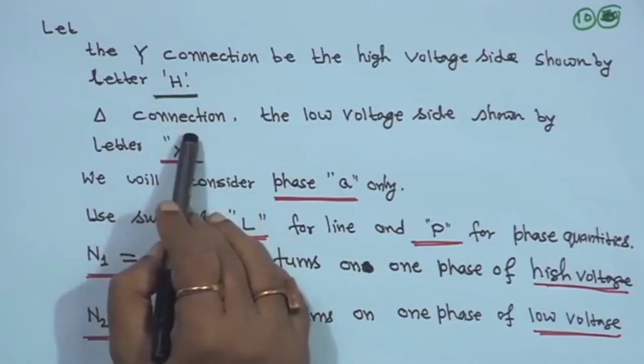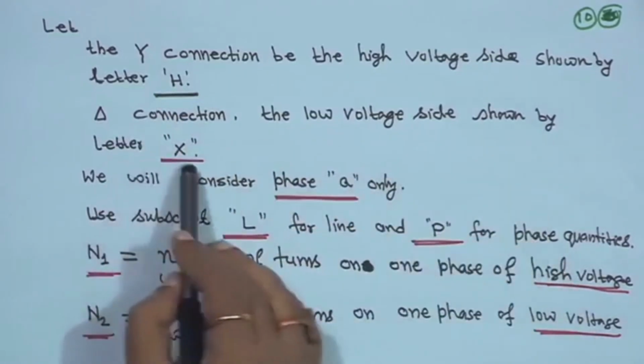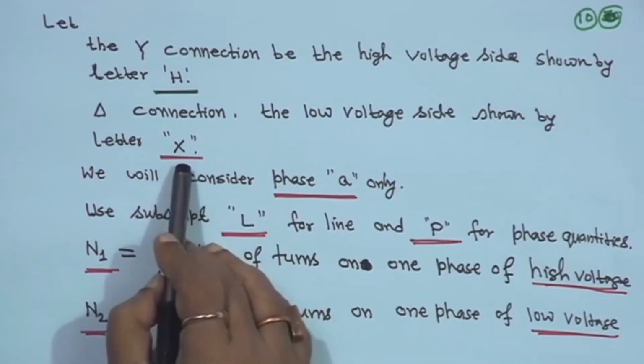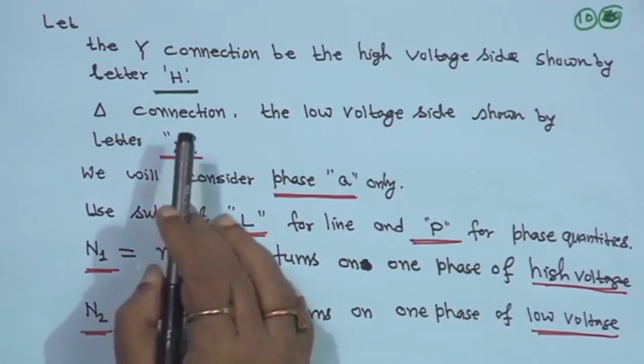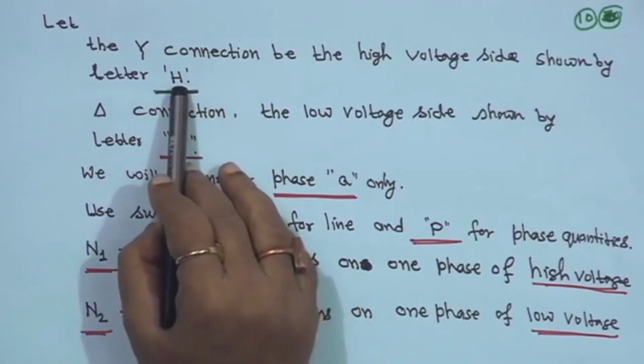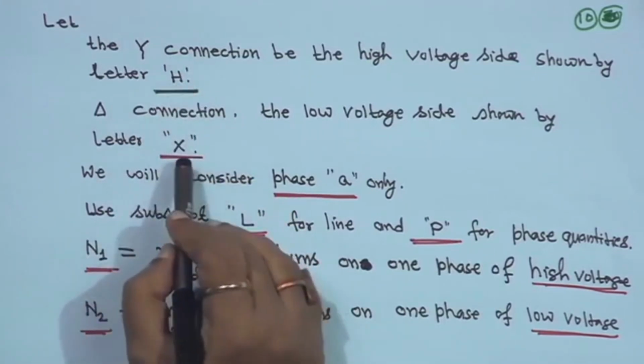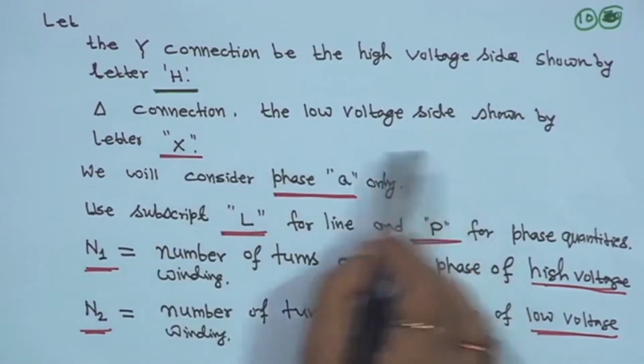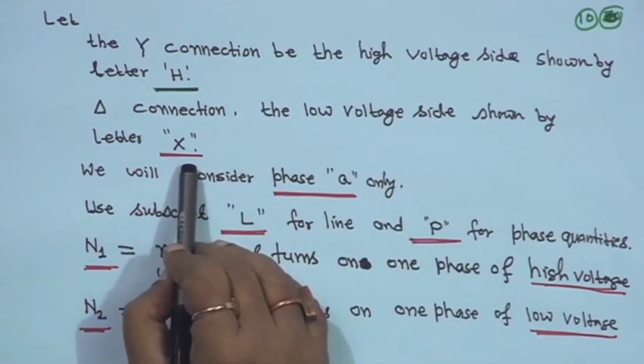The delta connection, the low voltage side, is shown by the letter X. We will come to that later. So the star high voltage side we take as H, but the low voltage side we take as X, not L, because L will stand for line. So the delta connection, the low voltage side, will be shown by X.